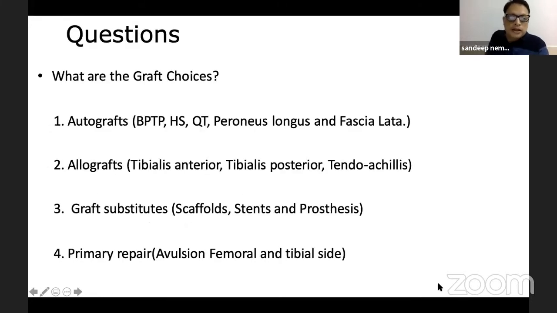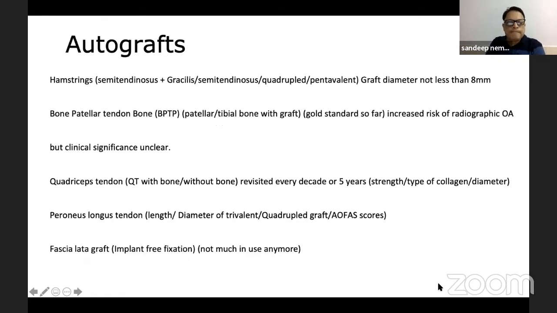So what graft choices are available to us? We have the autografts. These are the bone patellar tendon bone, the hamstrings, the quadriceps tendon with or without bone, peroneus longus tendon, and fascia lata. For allografts, we have a wide variety of options. These include tendoachilles, tibialis anterior, tibialis posterior. Then we have the graft substitutes, which include scaffolds, stents, and prosthesis, and primary repair in case of avulsions from the femoral and the tibial side.